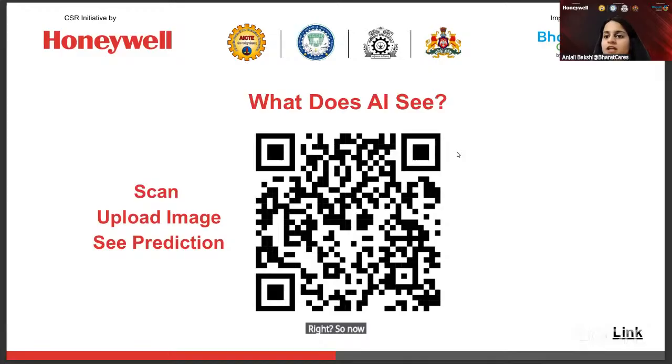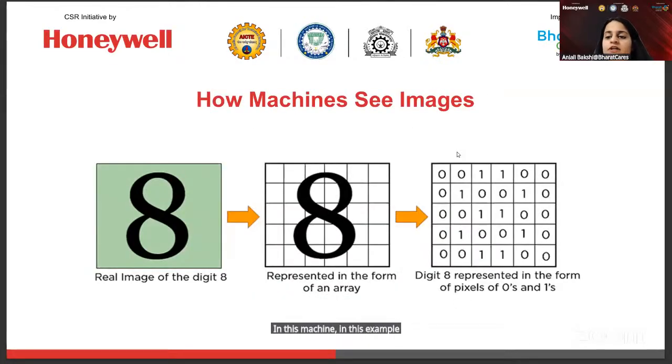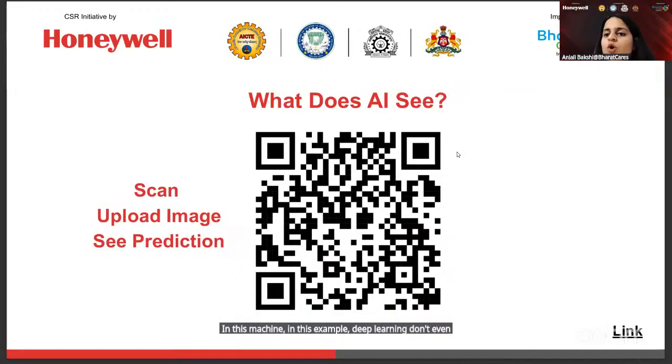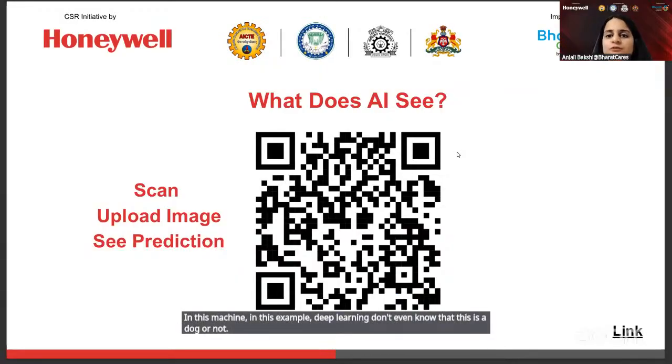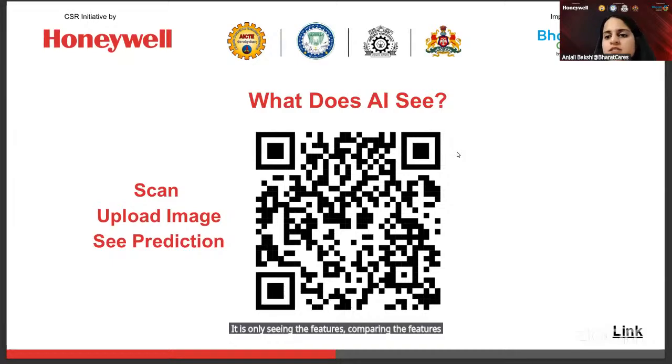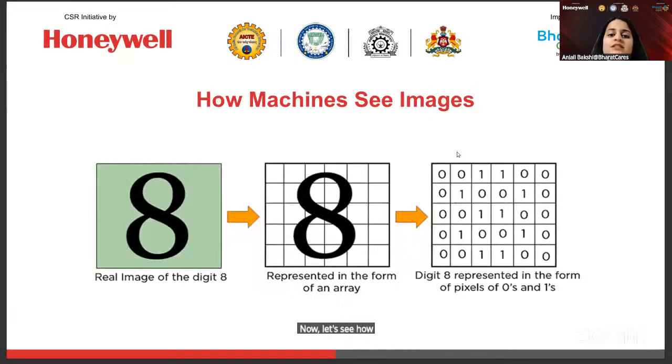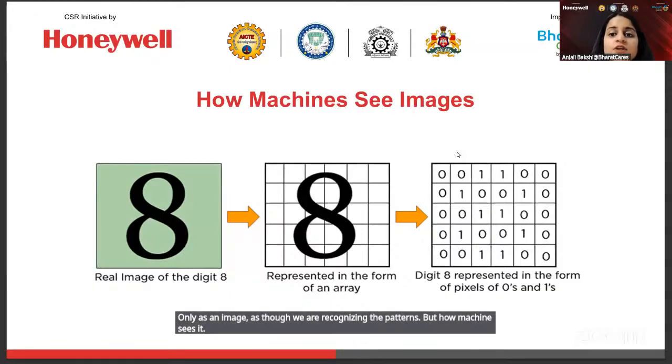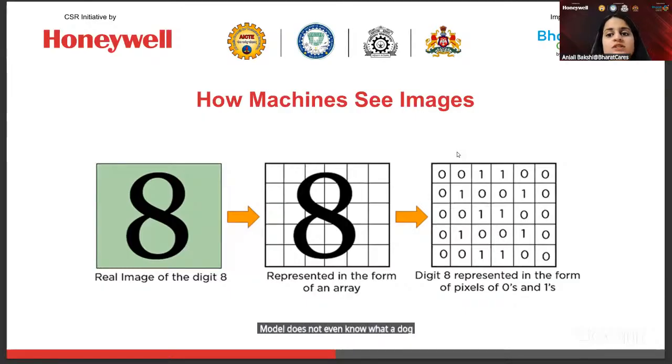So now, important thing, in this example, deep learning doesn't even know that this is a dog or not. It is only seeing the features, comparing the features and categorizing it. Now let's see how machines see the images. We are seeing it as a dog as an image, as we are recognizing the patterns. But how does a machine see it? The model doesn't even know what a dog is. It only knows the numbers.